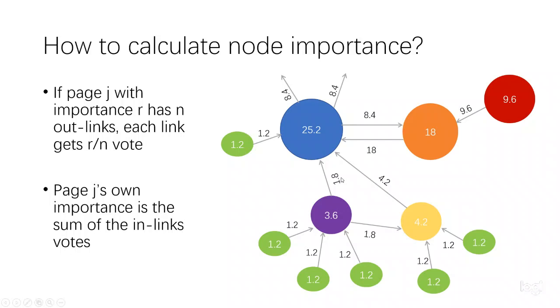Similarly, the purple node has 2 out-links and each out-link carries a vote of 3.6 divided by 2, which is 1.8. Page j's own importance score is the sum of all the in-link votes. We can see the blue node has 4 incoming links, which are 18, 4.2, 1.8, and 1.2. All these added together equal 25.2. And looking at the purple node, it has 3 in-links, each with 1.2. Therefore, the total score is 1.2 times 3, which is 3.6.